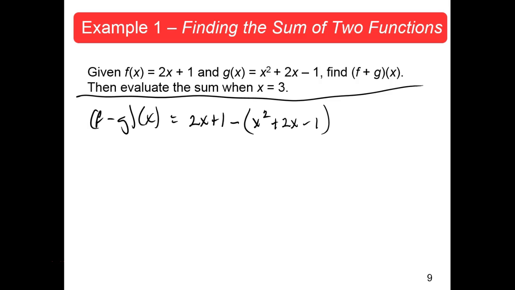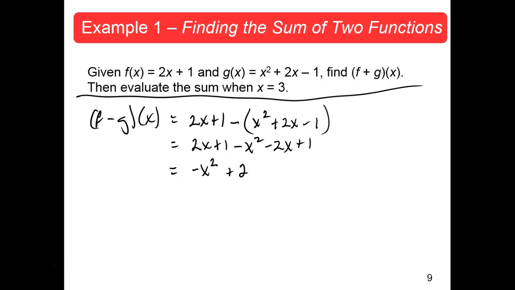Okay. That was example 1. I'm doing example 2 now. And example 2 is the same setup. It's f minus g. Okay? All right. So you tell me what to do next. 2x plus 1. That doesn't change. Minus x squared minus 2x plus 1. Excellent. And then we combine like terms here. And what do we have? Negative x squared plus 2, because the 2x's now disappear.